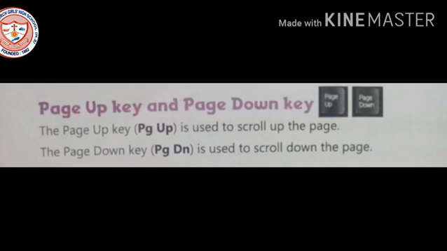Now you can see the symbols of the page up key when you are looking at the keyboard. It's written page up on one button and page down on the second button. So these are the two buttons. When we want to go up in the slide, we use page up, and when we want to go down in the slide, we use page down.